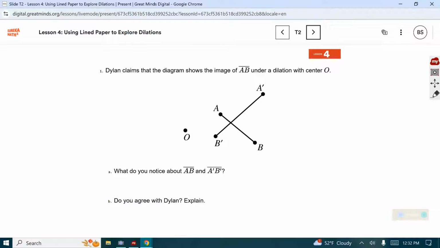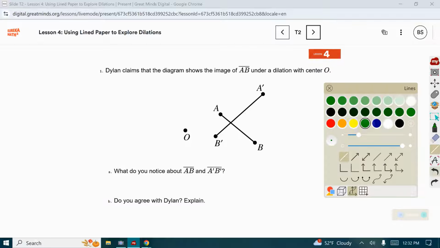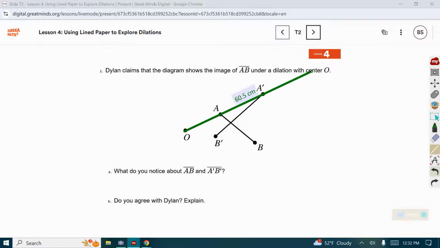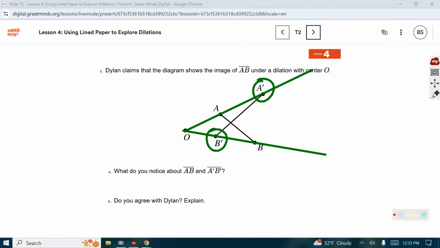Dylan claims that the diagram shows the image of AB under a dilation with center O. What do you notice about AB and A prime B prime? If we were to draw a line connecting O, our center of dilation, with these points, I notice that those points fall on the line, but A prime is farther away and B prime is closer. I also notice that these segments intersect.